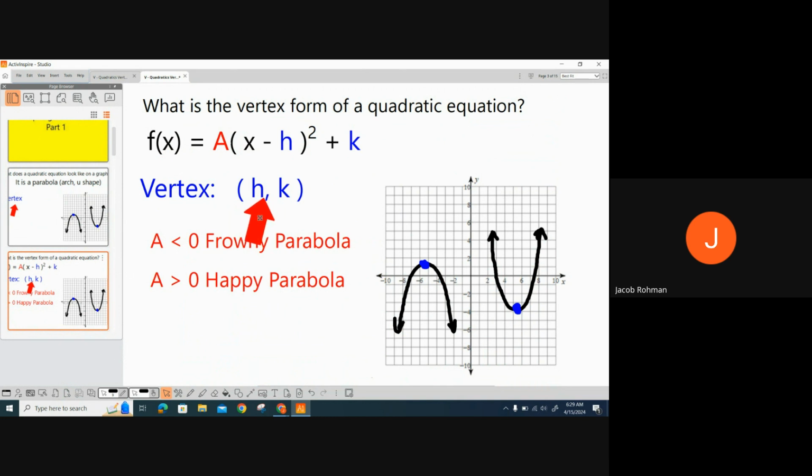Now, the other important part of this function is the value of a. So when a is less than 0, then you're going to have a frowny parabola, which means it's downward facing. And if a is greater than 0, you're going to have a happy parabola, which means it's facing upward, like a smiley face. And we're going to use those two pieces of information to find the vertex and whether it's an upward or downward facing parabola in the next examples.